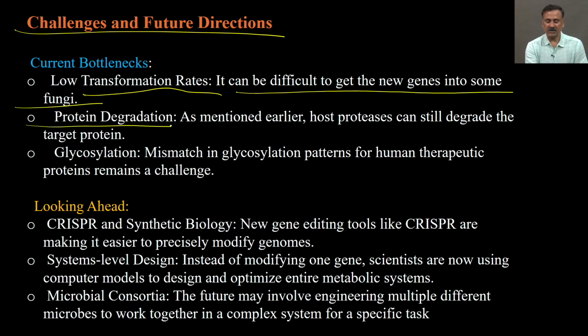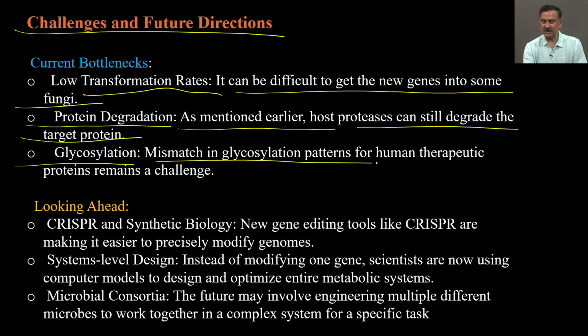Then you also have protein degradation. As mentioned earlier, the host protease can still degrade the target proteins, and you can also have glycosylation issues. A mismatch in glycosylation pattern for human therapeutic proteins remains a challenge, and people are already working on introducing new glycosylation pathway enzymes, so that the glycosylation pattern found in the fungi could be as good as the glycosylation pattern in the mammalian system.